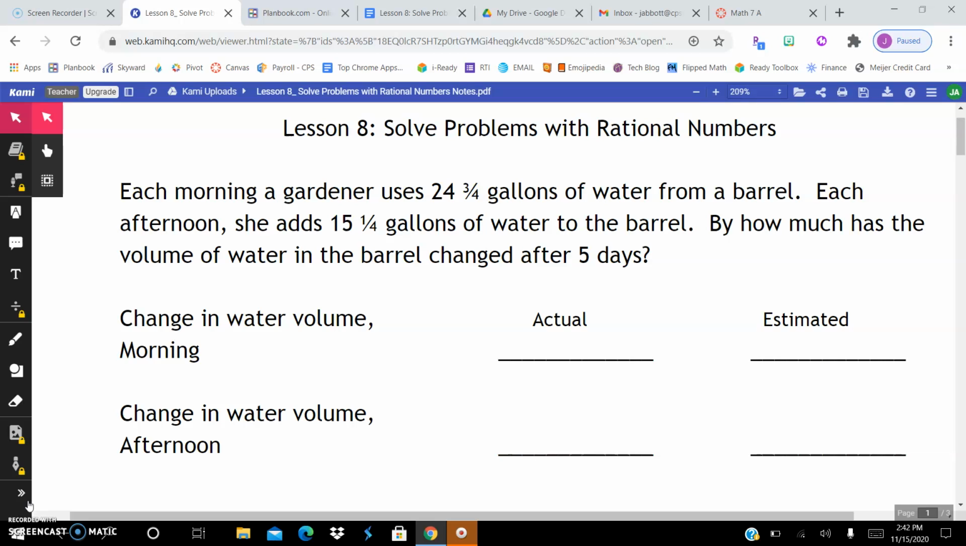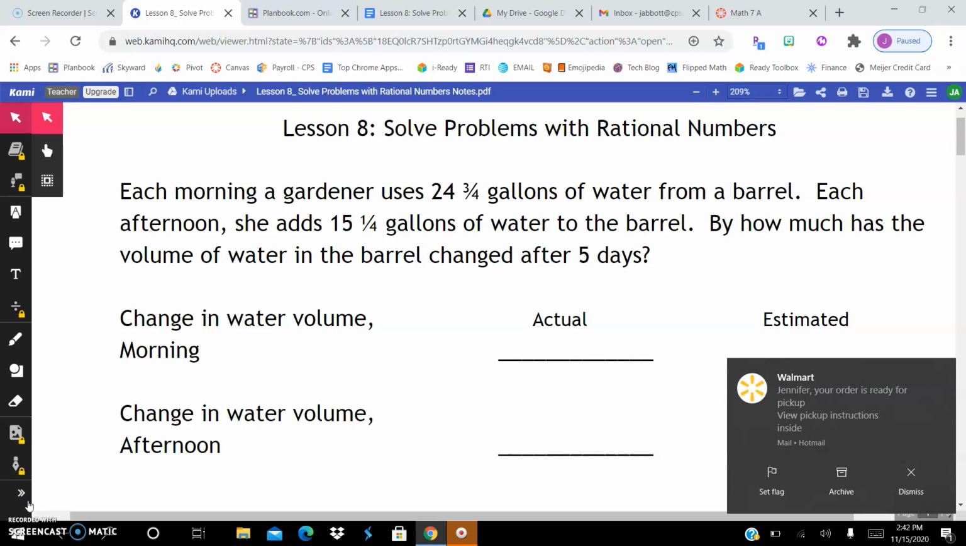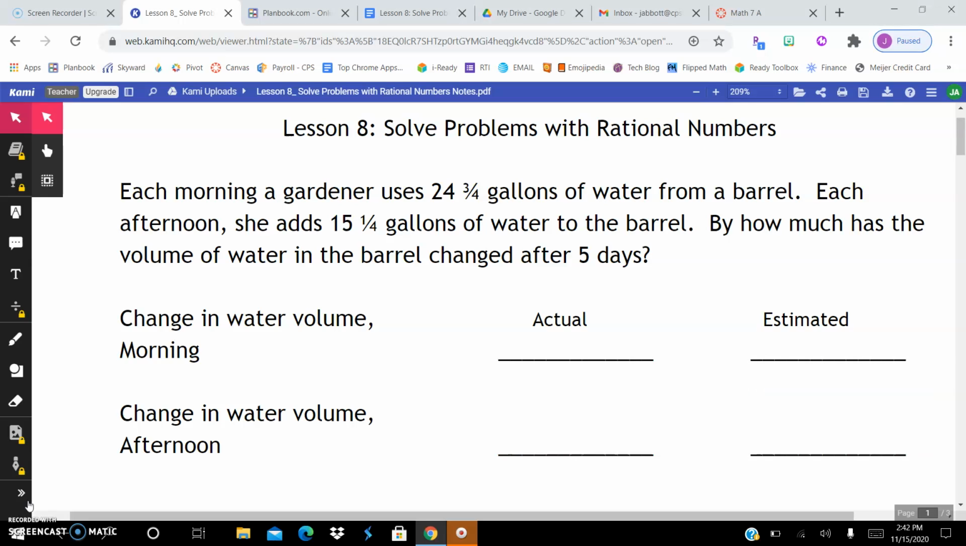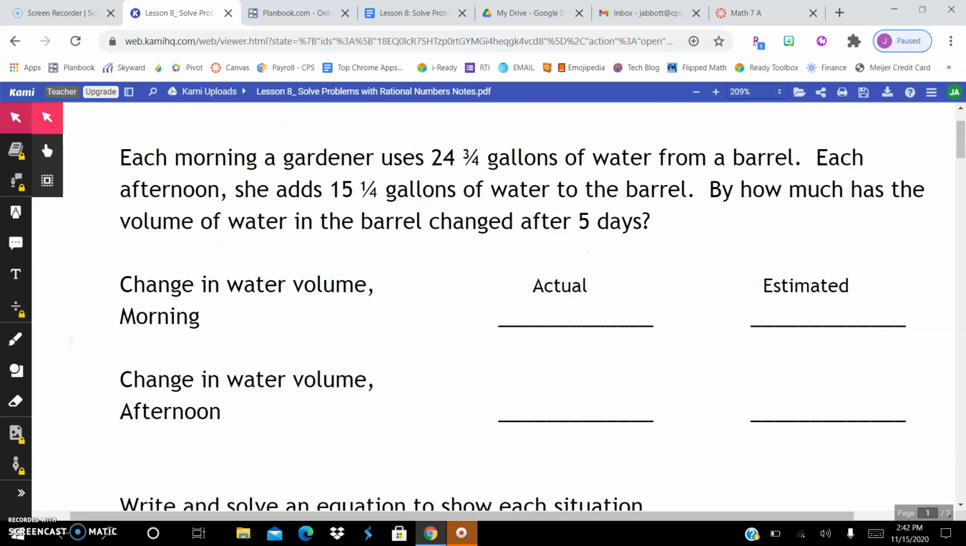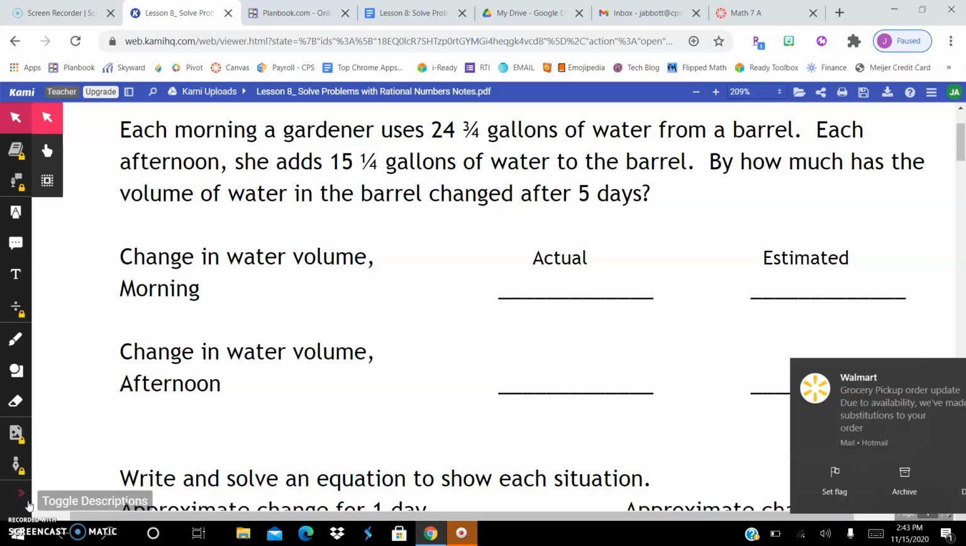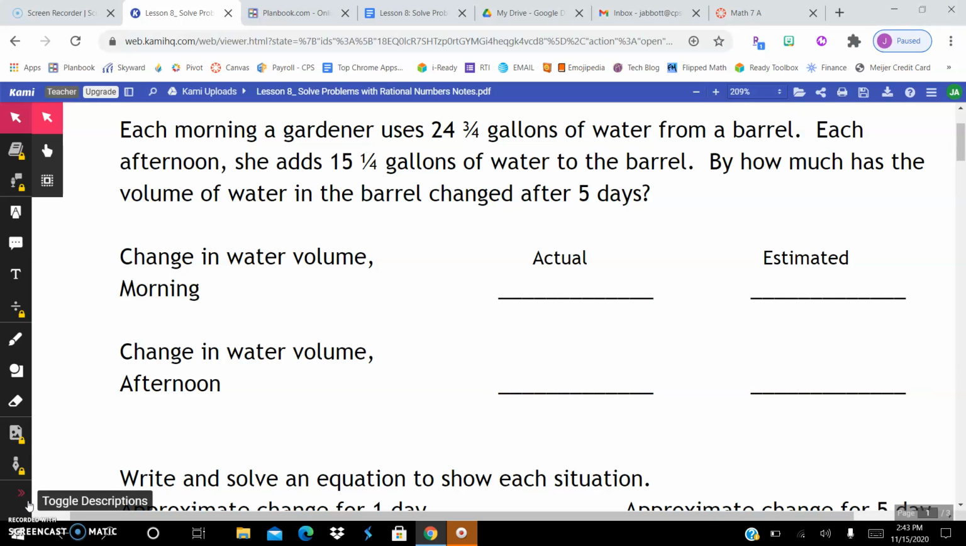So for our first example that we're going to look at here, each morning a gardener uses 24 and 3/4 gallons of water from a barrel. Each afternoon she adds 15 and 1/4 gallons of water to the barrel. By how much has the volume of the water in the barrel changed after 5 days? So they are going to ask us to find actual and estimated numbers here.